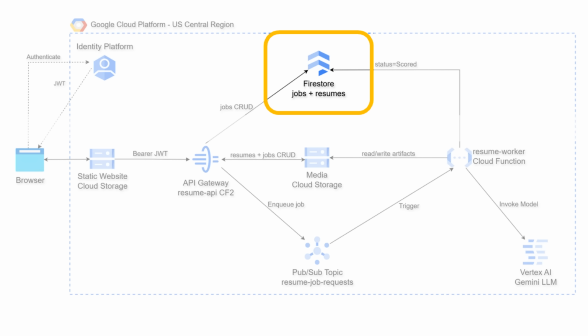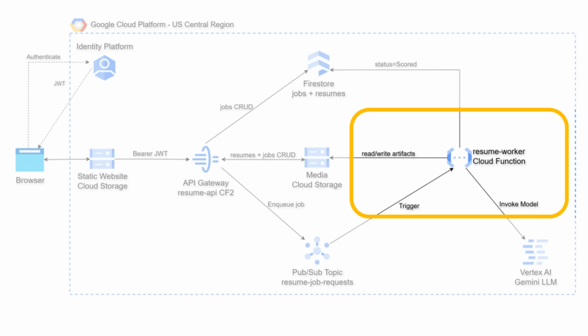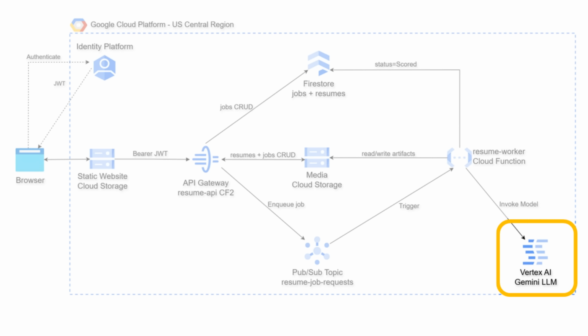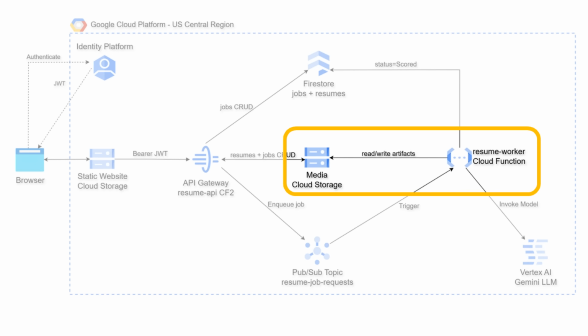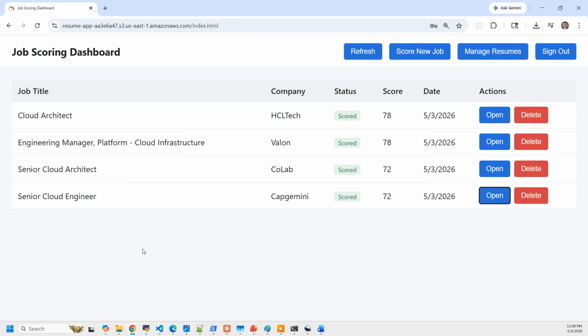When you click Submit, a job record is created in Firestore. At the same time, a message is sent to the scoring topic. PubSub triggers the worker cloud function. The worker calls Vertex to extract the job details and score the resume. The scoring results and analysis are written back to the storage bucket. The job status is updated in Firestore. Finally, the application refreshes and displays the completed results.